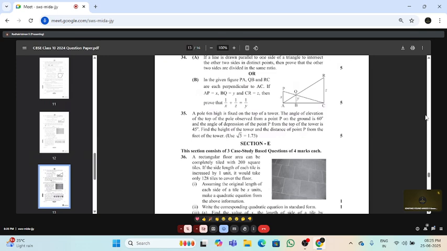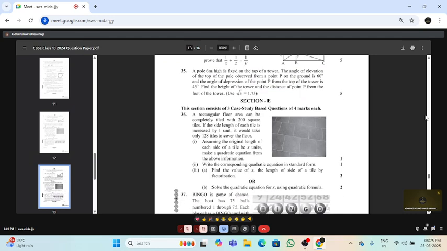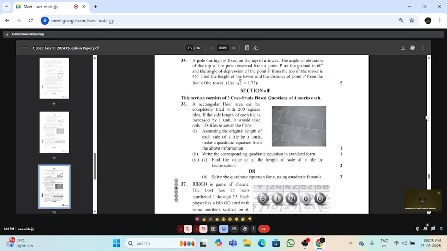Okay. Look at problem number 35. A pole 6 meter high is fixed on top of a tower. The angle of elevation of the top of the pole observed from a point P on the ground is 60 degree. And the angle of depression of the point P from the top of the tower is 45 degree. Find the height of the tower and the distance of the point P from the foot of the tower. So first thing in these cases, you should draw a diagram. So you also draw a diagram. I will also do it.